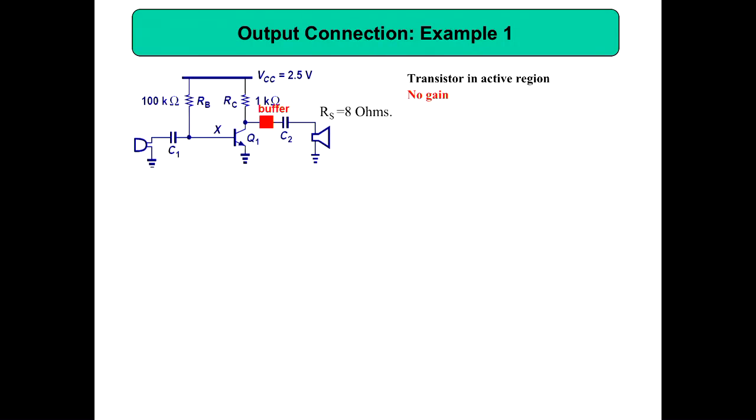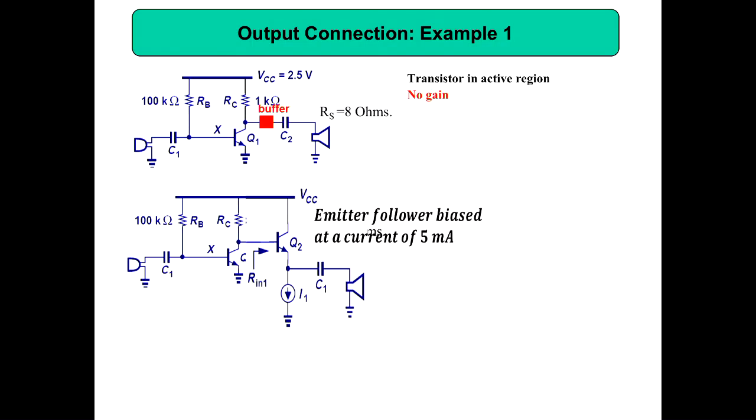That's the reason we connect a buffer here. A buffer has a very high input impedance and very low output impedance. So we can connect an emitter follower, maybe biased at a current of 5 milliamps. So we are connecting a buffer here, this red block. That is Q2. This emitter follower, you can bias at a current of 5 milliamps using a constant current source.